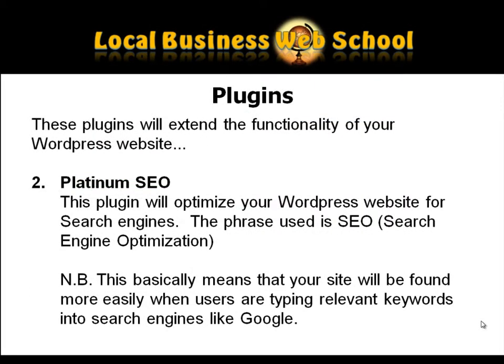The next plugin we're going to look at is called Platinum SEO. This plugin will optimise your WordPress website for search engines. The phrase used is SEO, Search Engine Optimization. This basically means that your site will be found more easily when users are typing relevant keywords into search engines like Google.